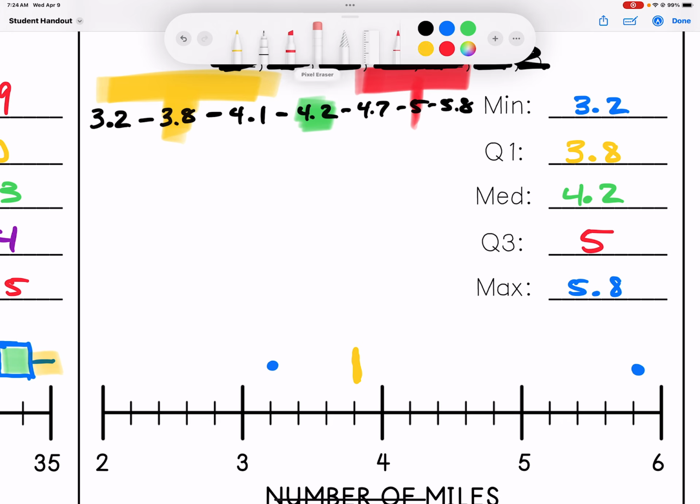And the median is 4.2, so I'm gonna go to 4.2. There's where my box is gonna split in half. And Q3 is 5, so I'm gonna go all the way to 5. Right there. Now I'm just gonna connect my box and connect my lines.